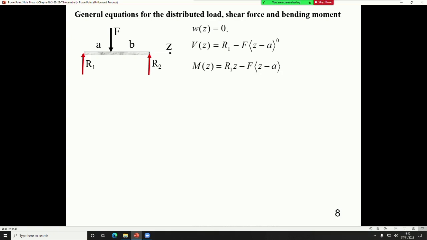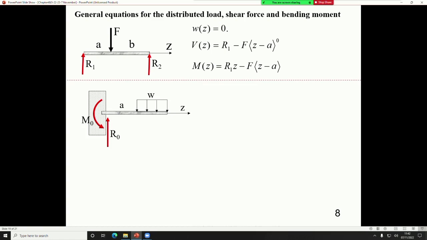What is the value of the bending moment at the left support? This is a simply supported beam. 0, well done. So that's it. We don't need any constant value to be added. We move on to the next example.